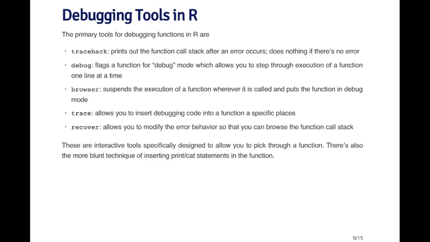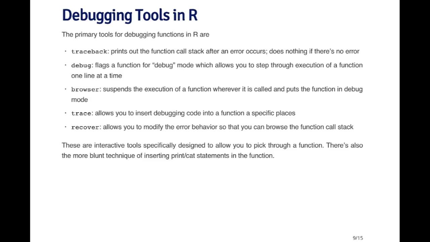The debug function is probably the handiest function. You give it a function as an argument, and it flags that function for debug mode. Debug mode means that anytime you execute that function, anywhere, even if another function calls it, it will suspend execution of the function at the first line, in what's called a browser. I'll show you how this works.